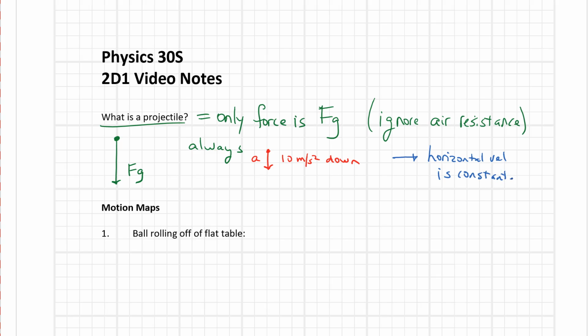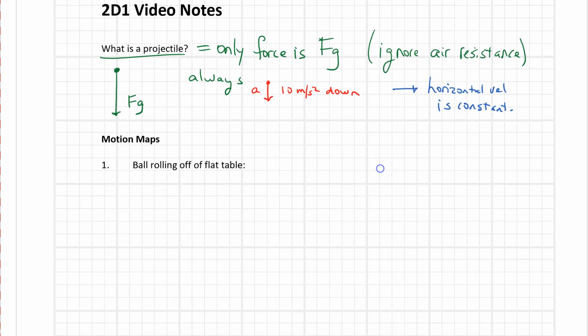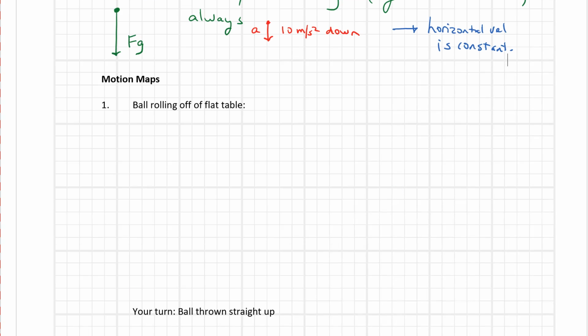Okay, so let's start off with a little example here about a ball rolling off of a flat table. So if here's the floor, then we've got a table up here. Maybe I should make it a little bit larger. Okay, so there's our table. So we have a ball, and it's rolling forwards. Before it rolls off, it's just going at a nice constant velocity forwards, isn't it?